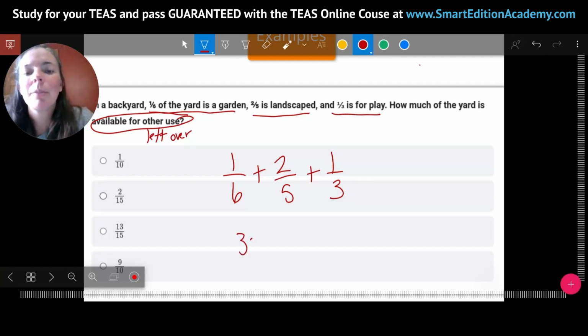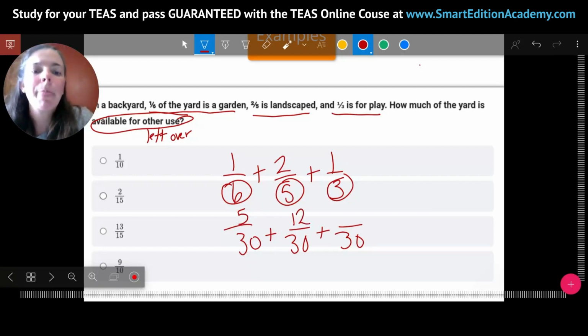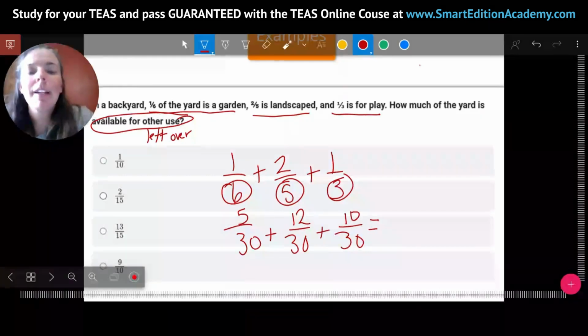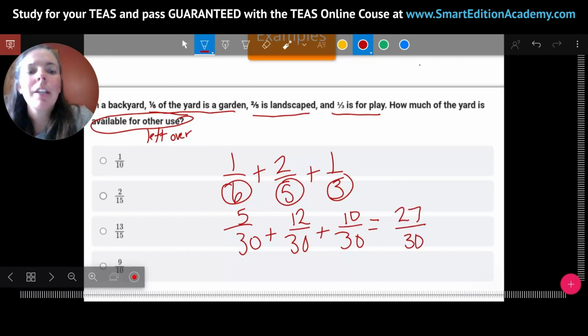So common denominator here would be 30. That's a multiple of all three. We had to do all three of these denominators, right? So 6 times 5 is 30. 1 times 5 is 5. 5 times 6 is 30. 2 times 6 is 12. 3 times 10 is 30. 1 times 10 is 10. So now when I add up the top, I'm going to get 27 over 30 is in use. Okay? So 27 over 30 is in use.